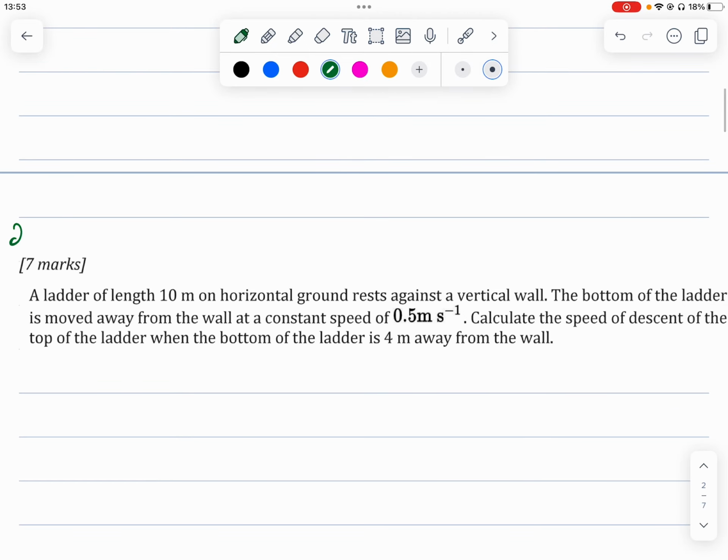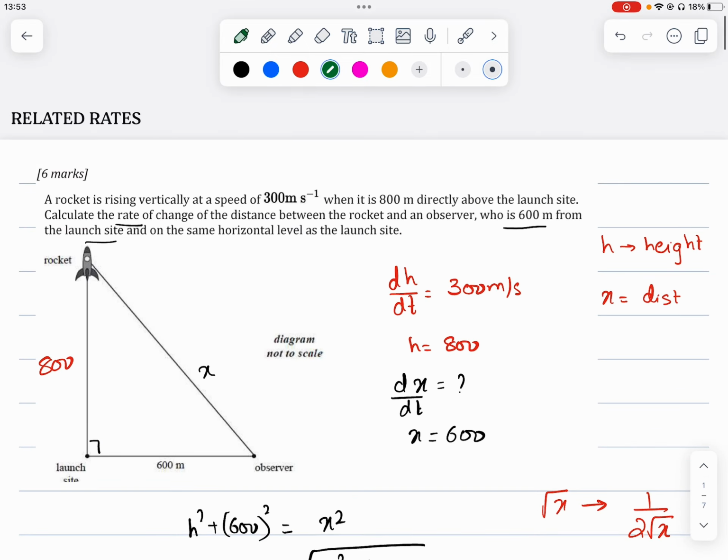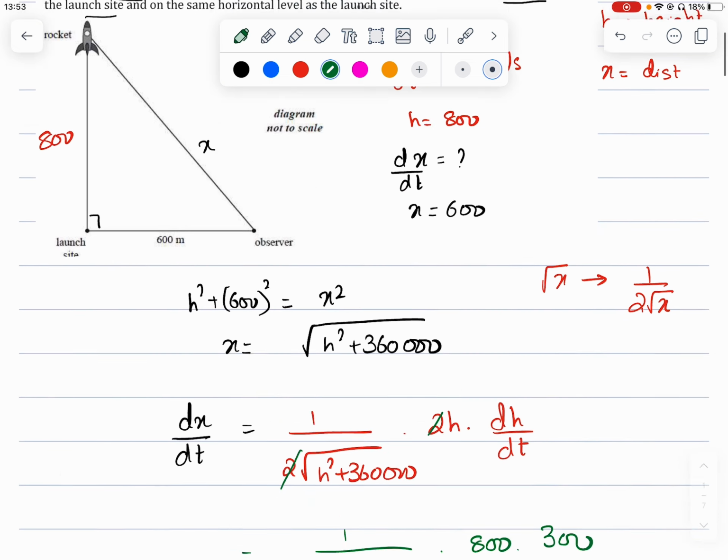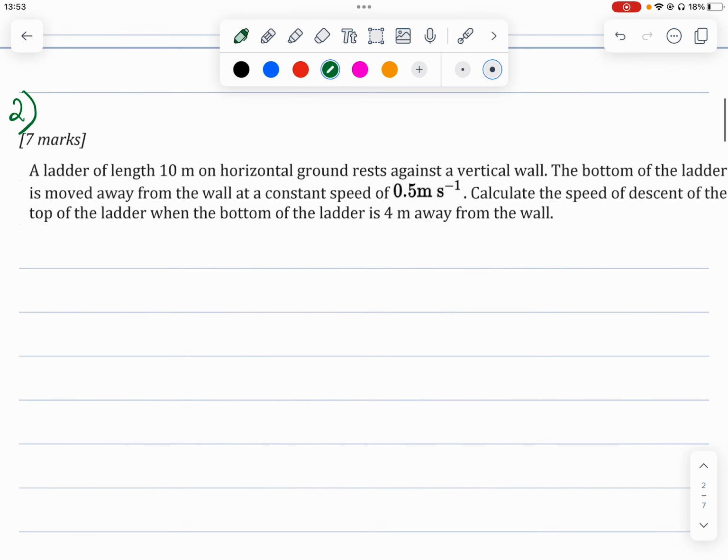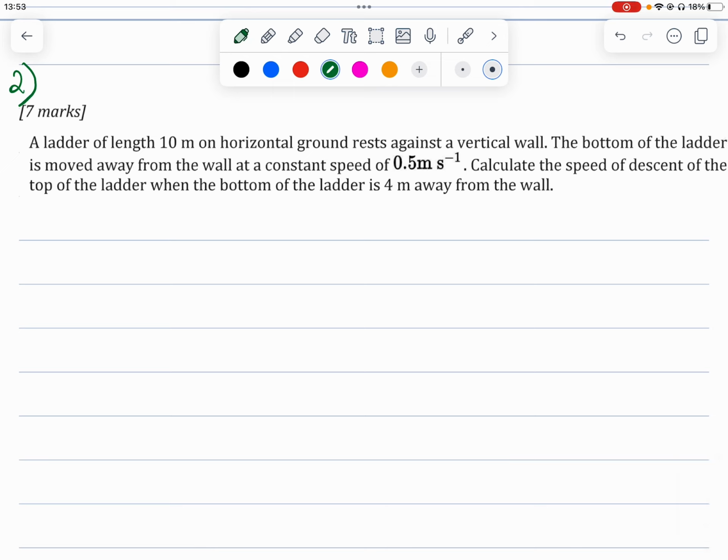Coming to question number 2. That one was question number 1. Now we go to question number 2. A ladder of length 10 meters on horizontal ground rests against a vertical wall. So we are going to take a right angle triangle again. This time the ladder is going to be the hypotenuse and the length of the ladder is 10 meters.